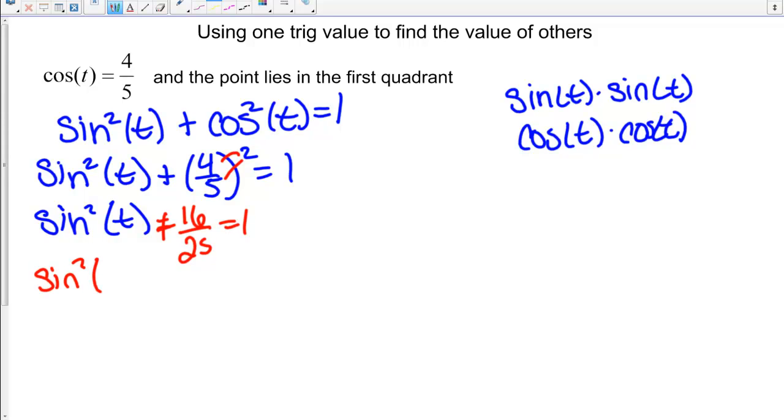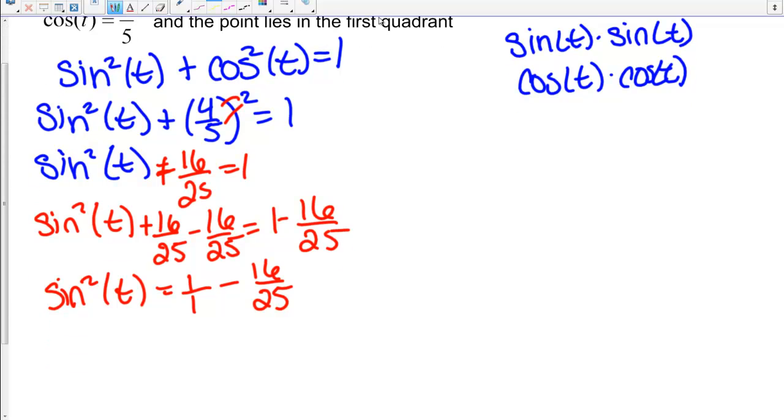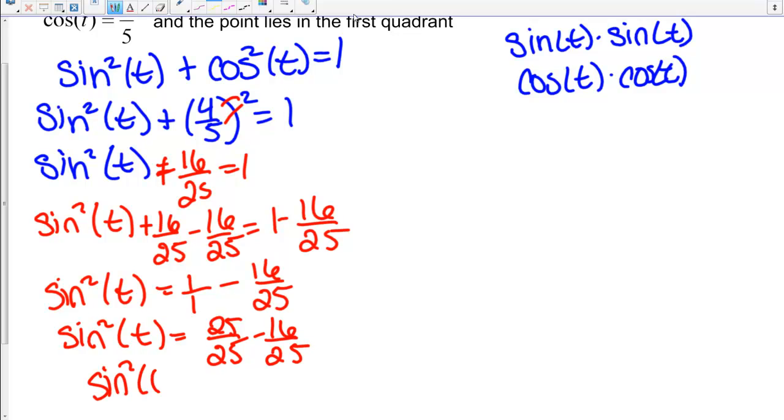Then we need to subtract 16 over 25 from both sides. On the right side, we're going to need a common denominator. Remember, we can rewrite 1 as 1 over 1 minus 16 over 25. Our common denominator is going to be 25. So sine squared of t equals 25 over 25 minus 16 over 25. So sine squared of t equals 9 over 25.